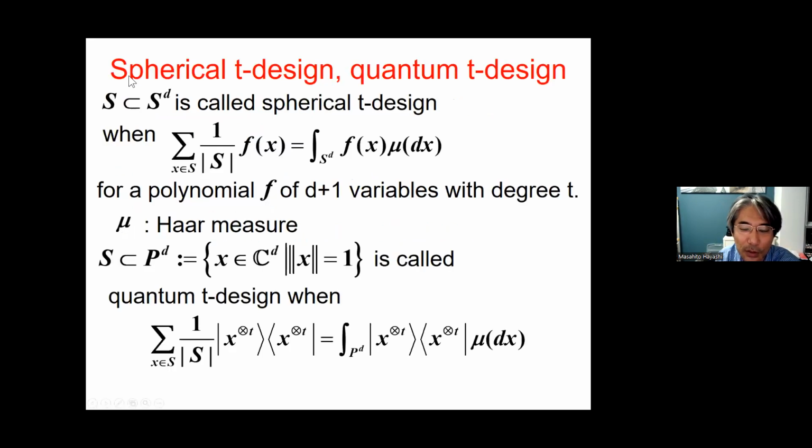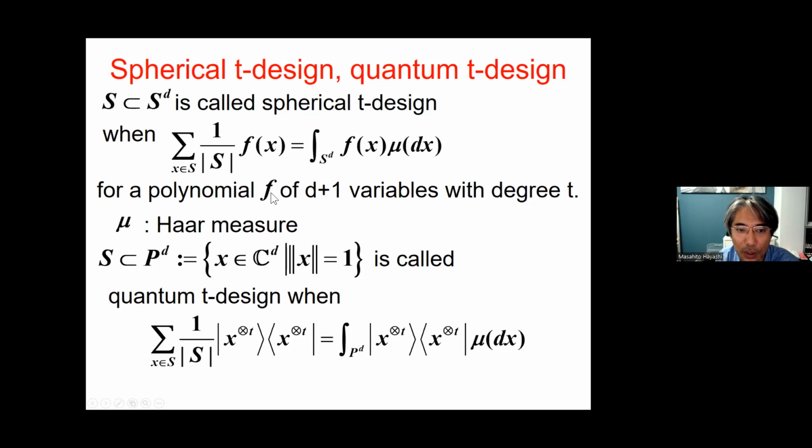Spherical T design is this one. So f is a polynomial with d plus 1 variables with degree t. So now we consider the d-dimensional sphere. The d-dimensional sphere can be regarded as a subset of the d plus 1 dimensional vector space.